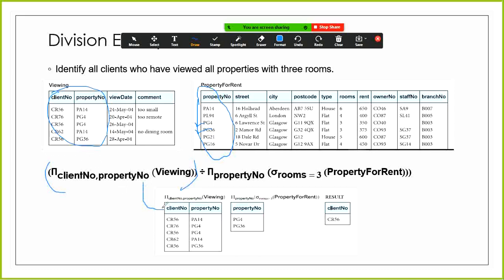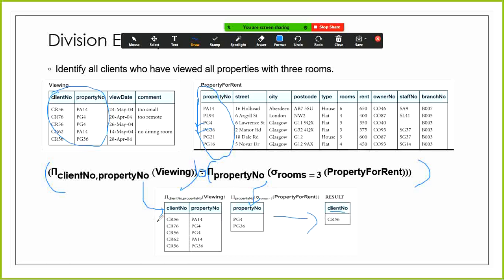This table is the result of this expression and this table is the result of this expression. Now we have to apply this division operation between these 2 tables. For division, we know that first we will select the column which is present in R and not in S. Here, property number is present in both tables but client number is only present in R. So in the output we will only consider the client number.